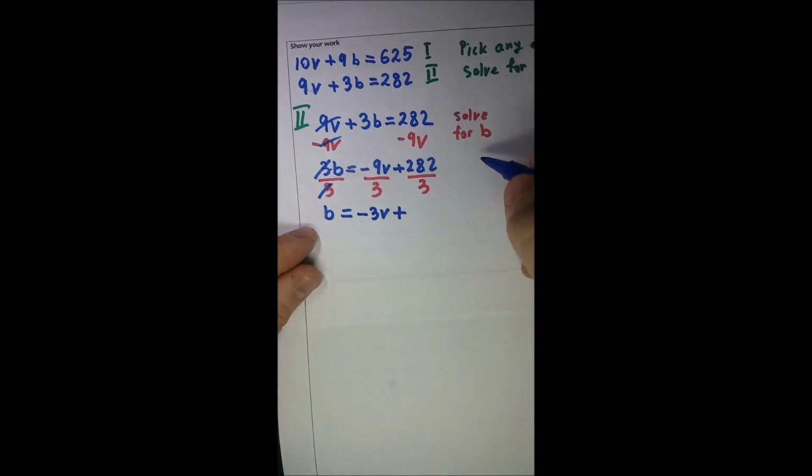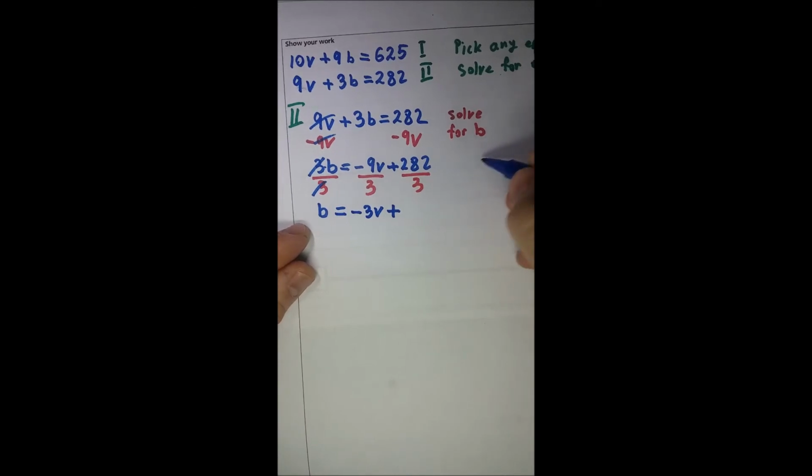I'll show you how to do it without a calculator. 282, we're dividing by 3. So how many times is 3 going into 28? 8 times.